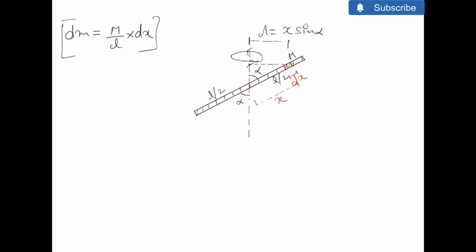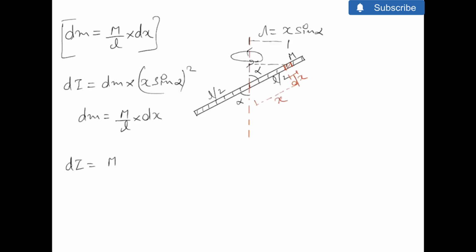So the moment of inertia of this element, which is a point mass about this axis, is dI, and dI is dm into r square, where r is x sine alpha. So this is the moment of inertia of this small element. Now dm is equal to m by l into dx, and therefore dI is equal to m by l into x square into sine square alpha into dx.